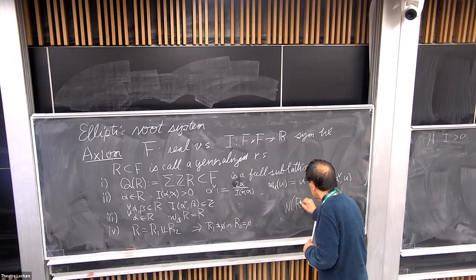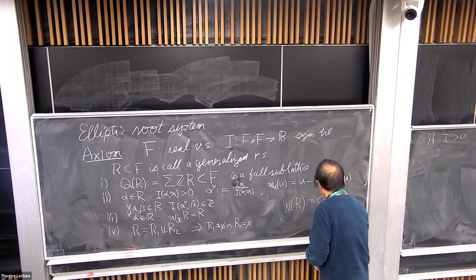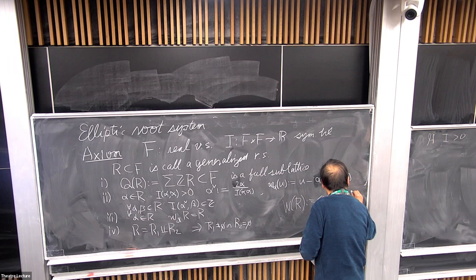Then if I is positive definite, then R is automatically finite and R is a finite root system. Oh, I forgot to say. Let us denote by W_R the group generated by reflections, and call it the Weyl group.